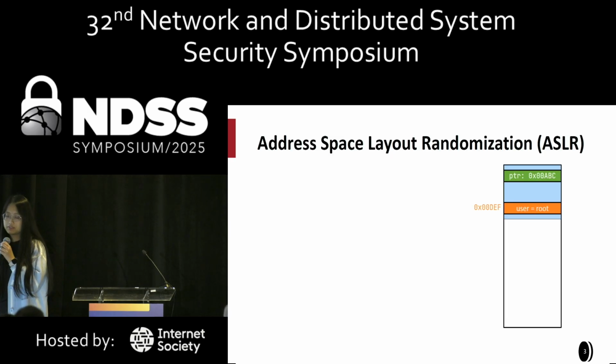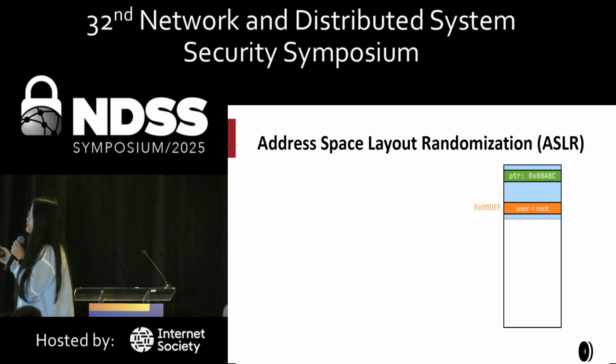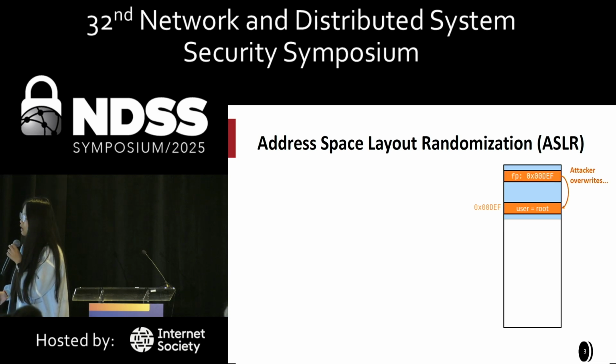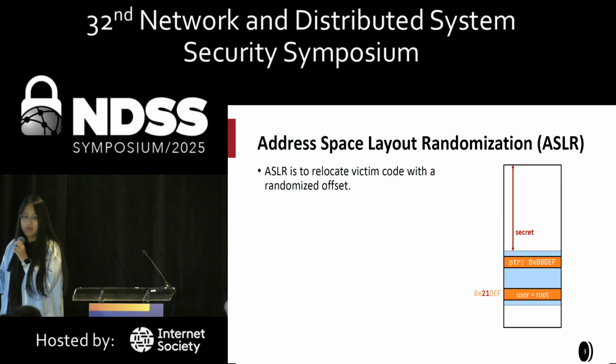Consider a very classic code reuse attack. The attacker aims to override a victim pointer, the blue block, to redirect its control flow to some sensitive code. For example, assign the attacker itself the root access. ASR relocates the victim program by a secret random offset. After doing this, the address of the sensitive code is randomized and hidden from the attacker.